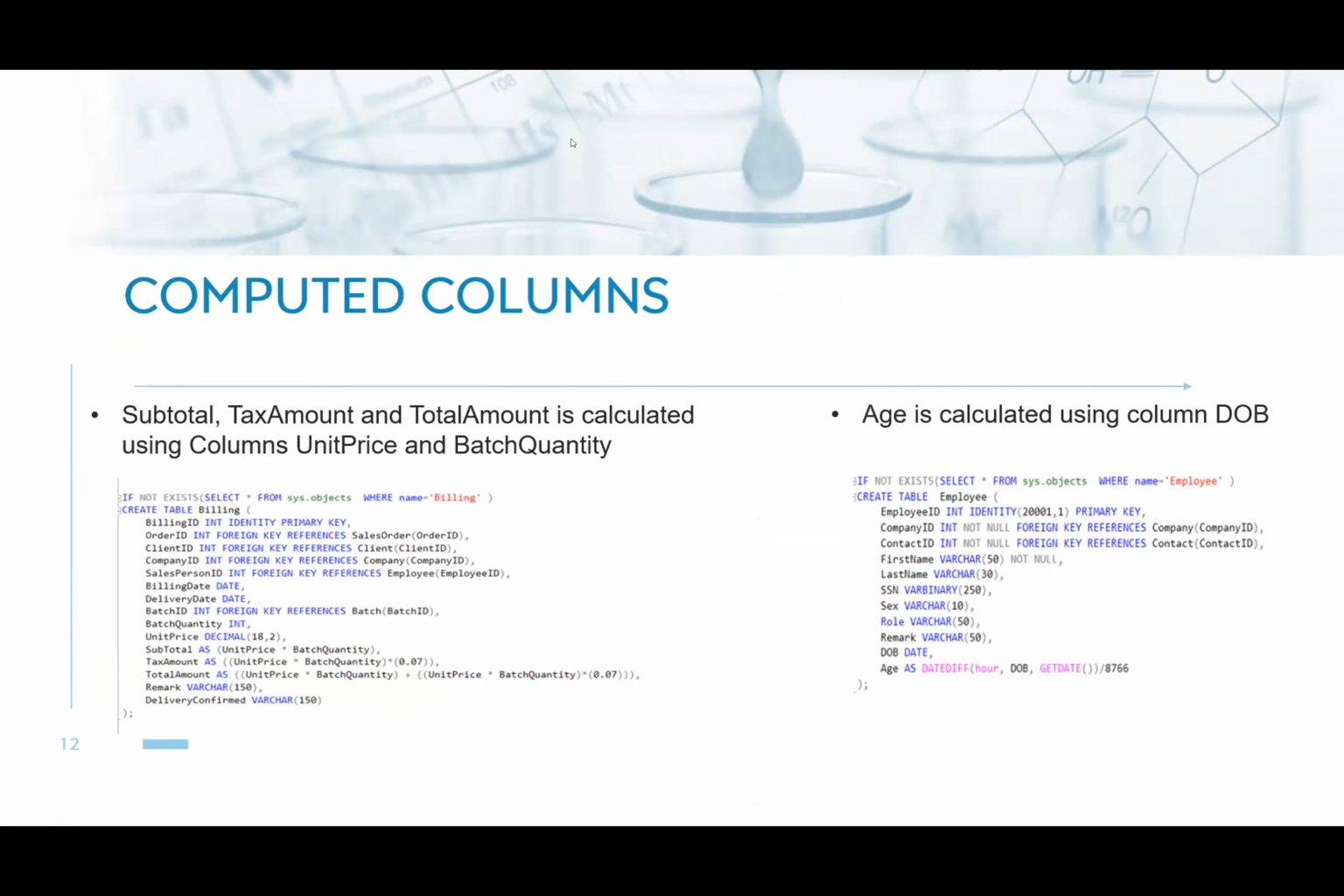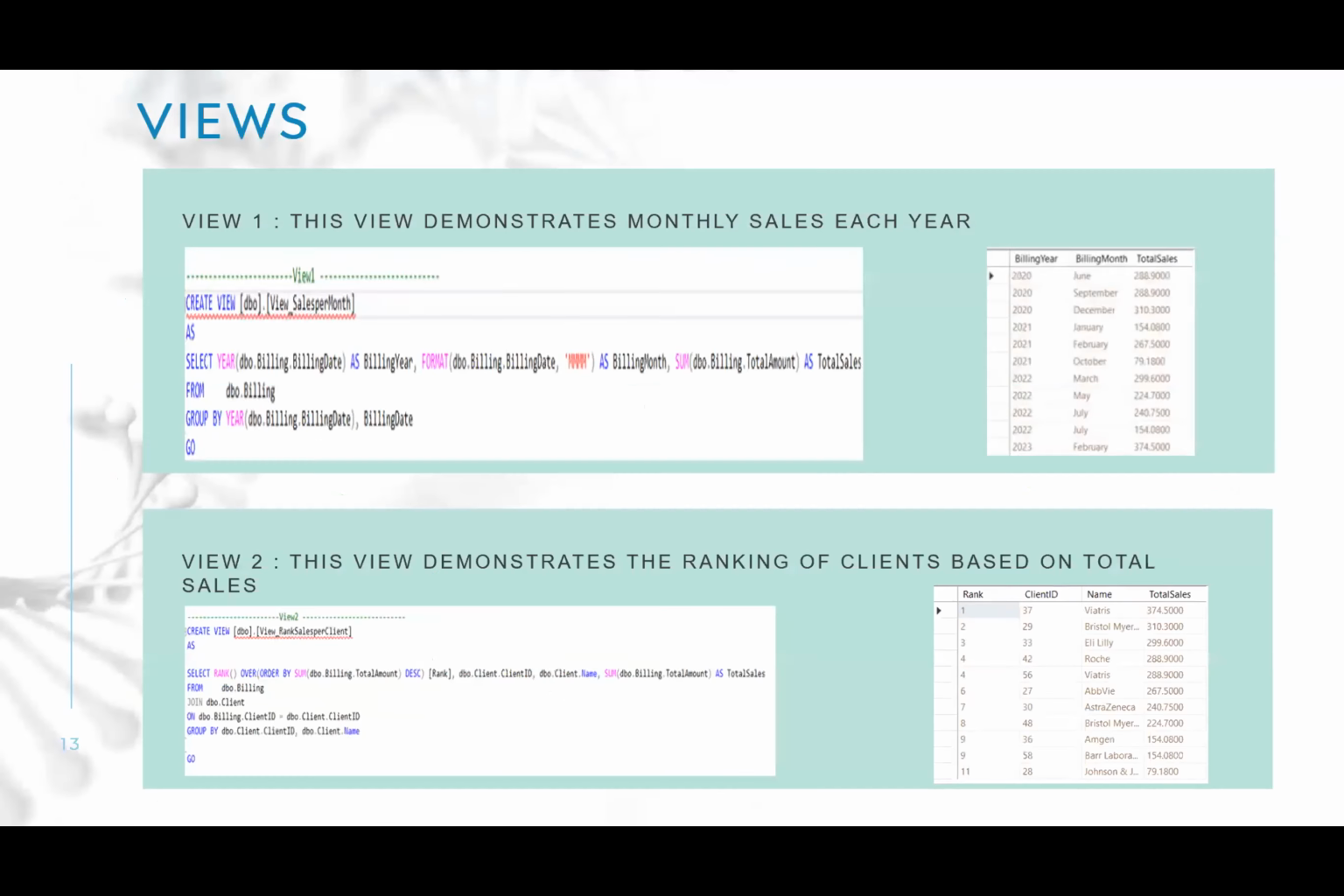Next, we have 4 computed columns. Date of birth column is being used to calculate the age. And in the billing, we are using unit price and batch quantity columns to calculate the subtotal amount, tax amount, and the total billing amount.